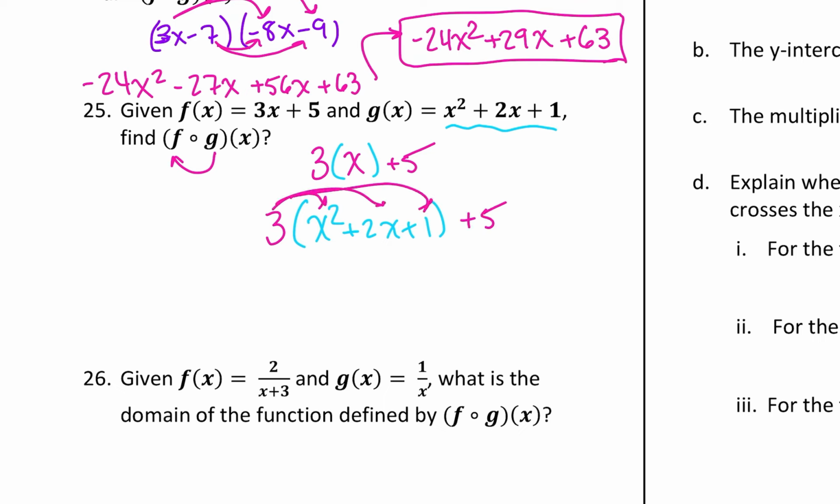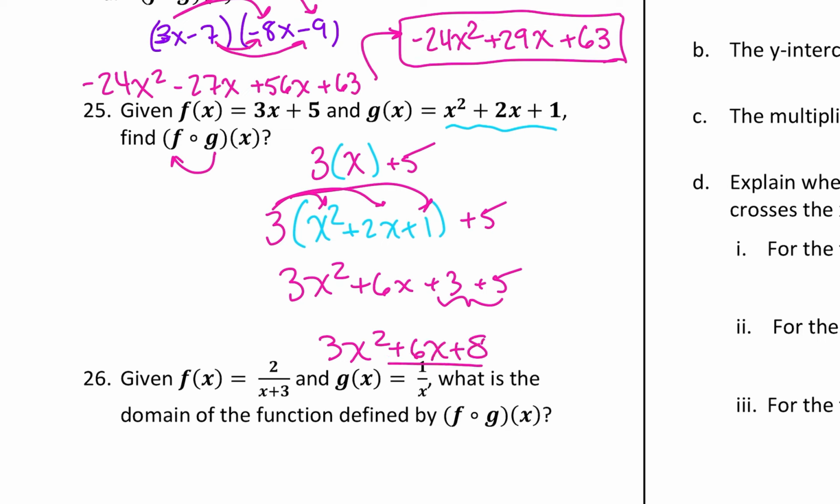So we're going to distribute this in here. 3 times x squared is 3x squared. 3 times 2x is 6x. 3 times 1 is 3, and then this plus 5 at the end. So I only got 2 more like terms. 3x squared plus 6x plus 8 for my answer.